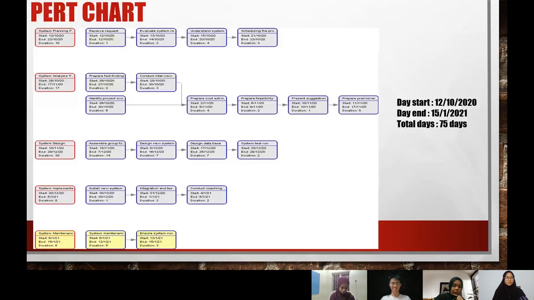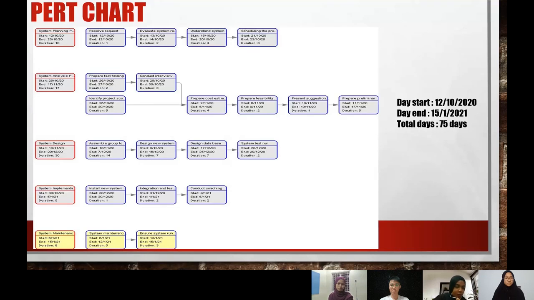Okay. To make sure that we can develop the new system within the time given by the client, we make a schedule using a scheduling tool, which is the PERT chart. So we start with the system planning phase where we receive requests, and the duration is 1 day. And then we evaluate the system request for 2 days, and then we understand the system that we want to develop and schedule the project using a Gantt chart. Then for the system analysis phase, first of all we identify the project scope and constraints. We need 5 days for that.